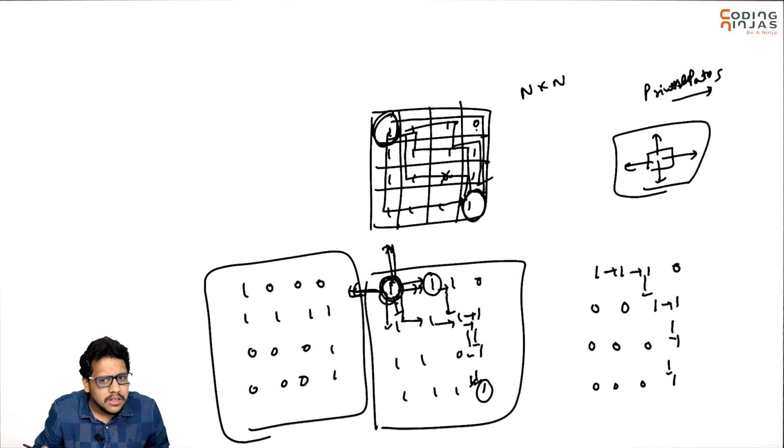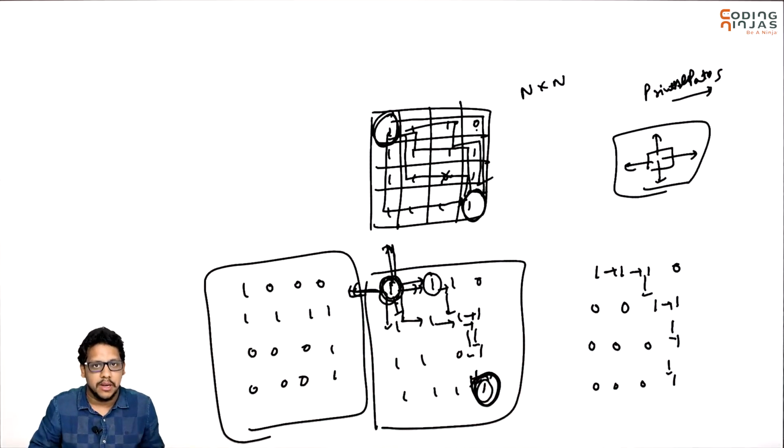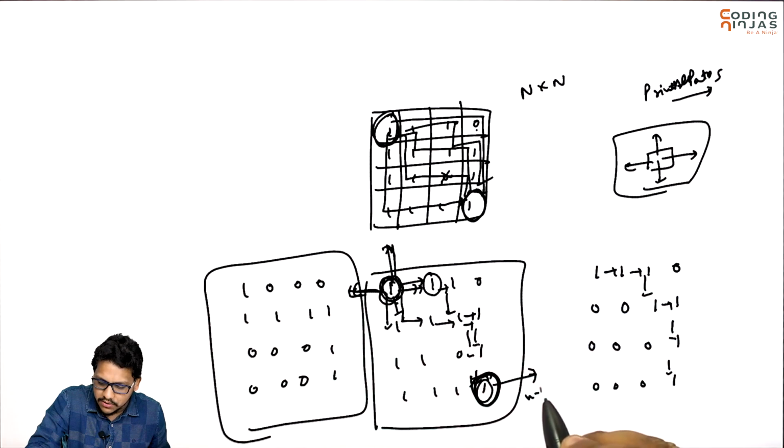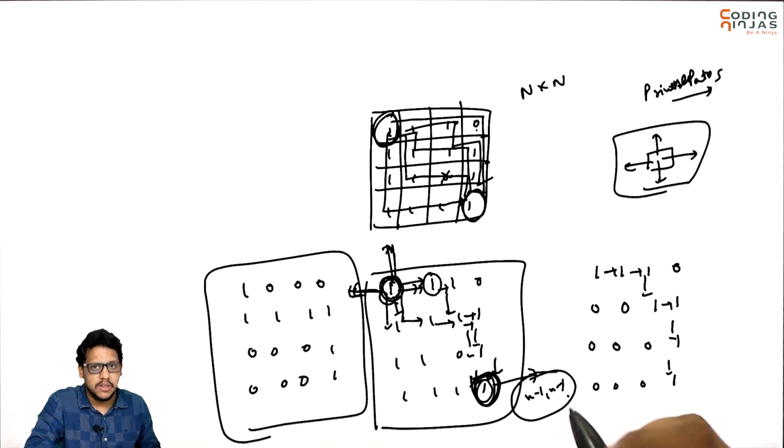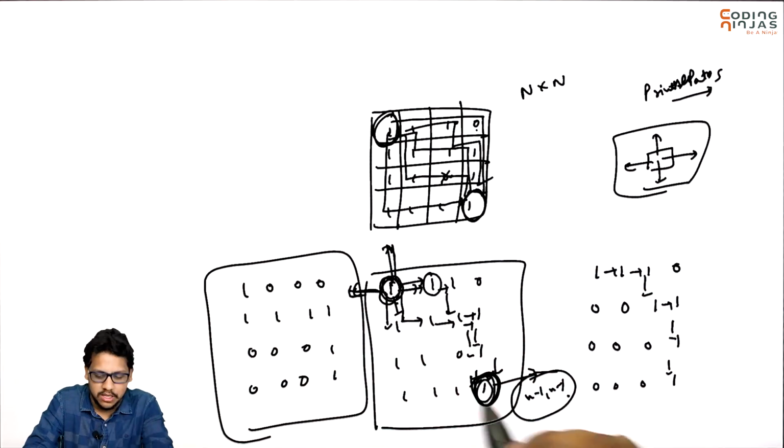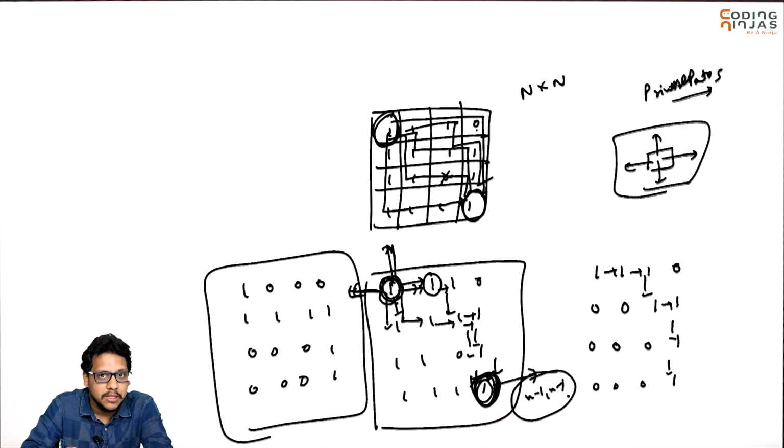I need to stop somewhere. So one way is I need to stop here. If I have stopped here, I will print the path. This is the n minus 1 comma n minus 1 point. If I have reached a point where your row is also n minus 1 and your column is also n minus 1, actually index is n minus 1 and n minus 1, then that means you can print the path.